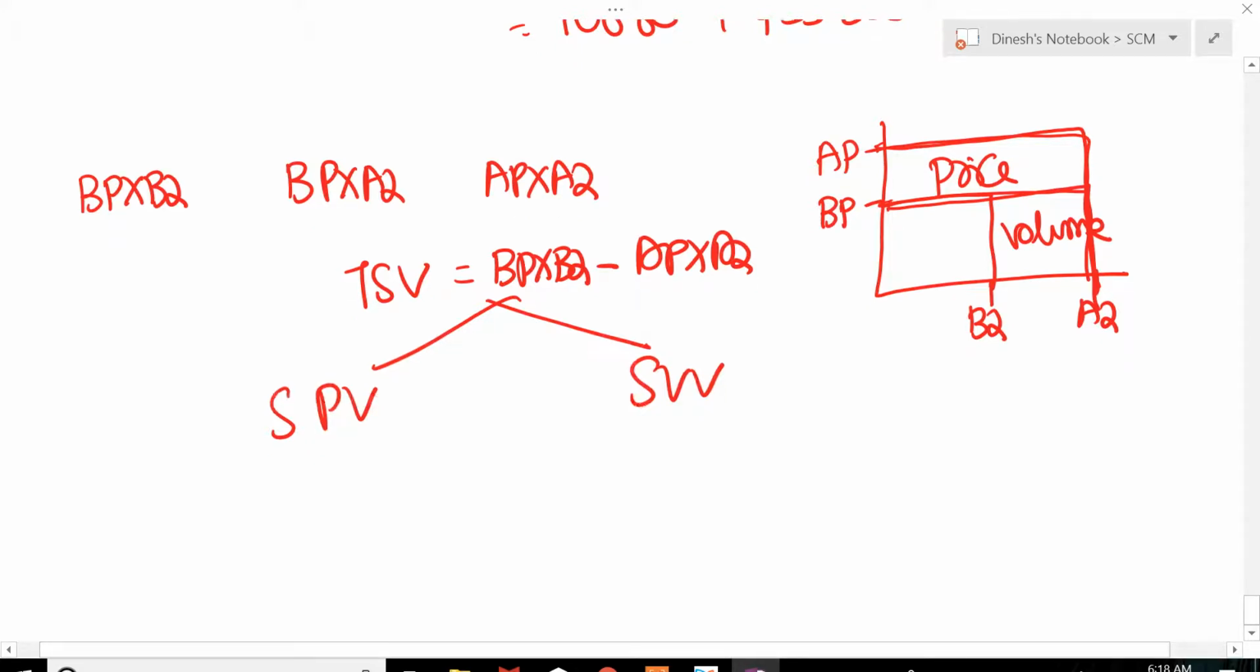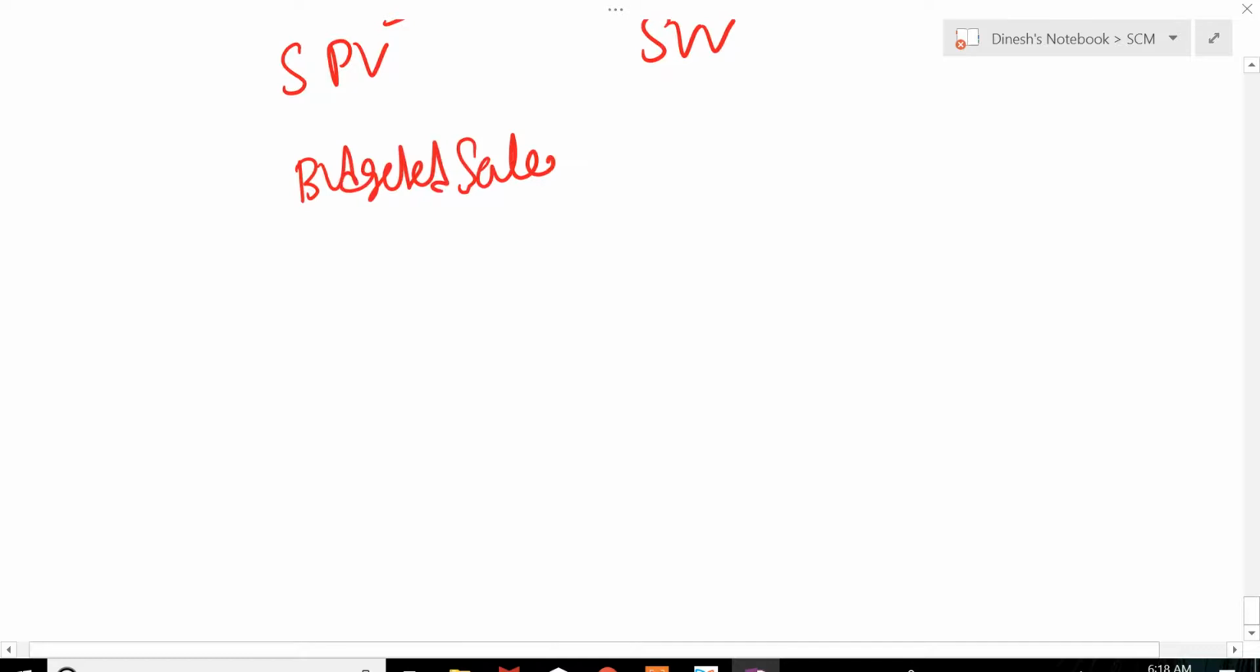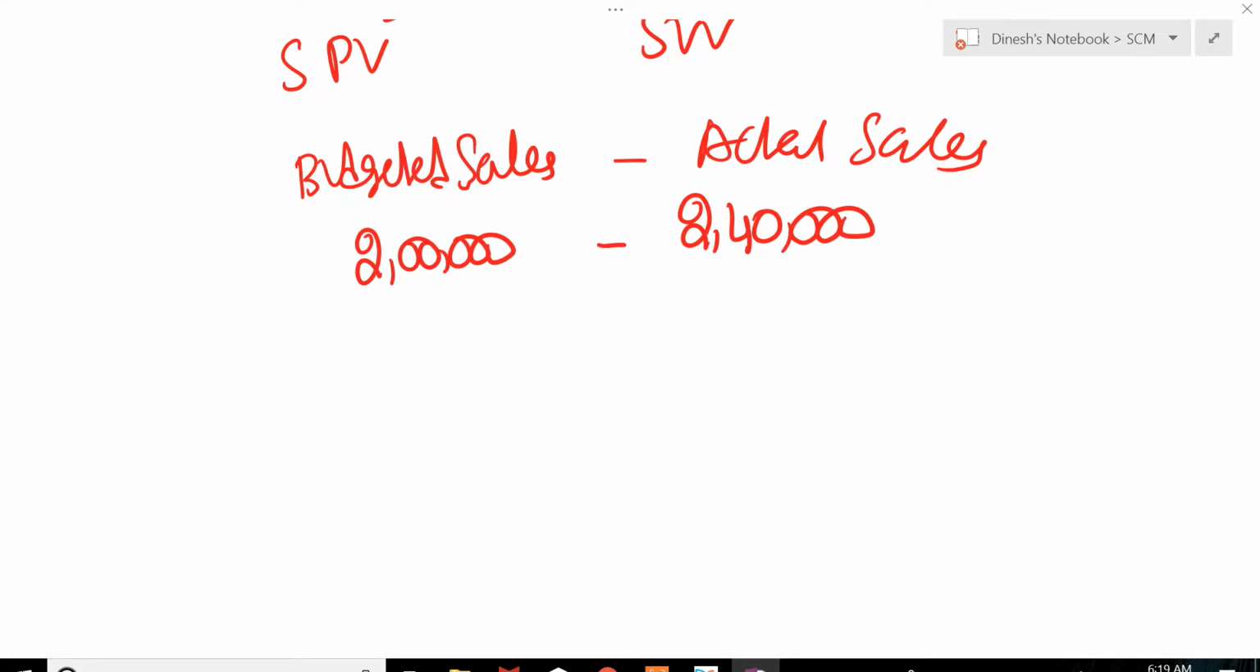The reason for that is the formula has been arranged as budgeted sales minus actual sales. This is how the formula has been arranged by us. Now if budgeted sales is 2 lakh and actual sales is 2,40,000, the variance will show negative 40,000. So we may think it to be an adverse scenario, whereas in reality this is a favorable scenario, because you have sold more than what is required.